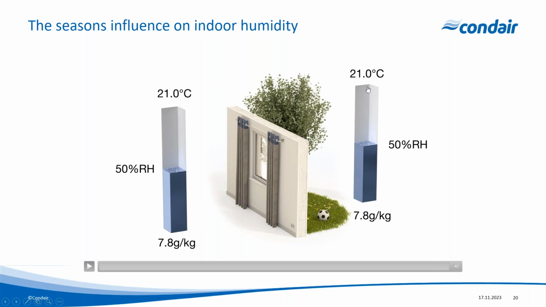Now, at 21 degrees centigrade, and outside it's 50% relative humidity, we've got a moisture content of 7.8 grams per kilogram of dry air. And on the inside, well, that air is coming from the outside, so we've got exactly the same. We've got 21 degrees C internal temperature. Relative humidity is 50% saturated because we've got 7.8 grams per kilogram dry air.